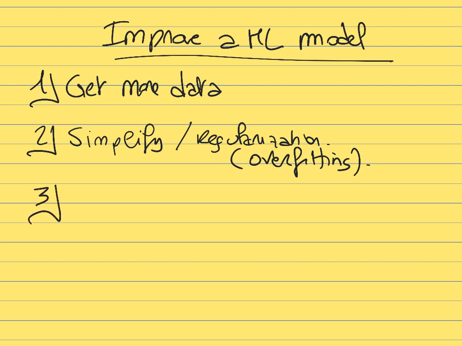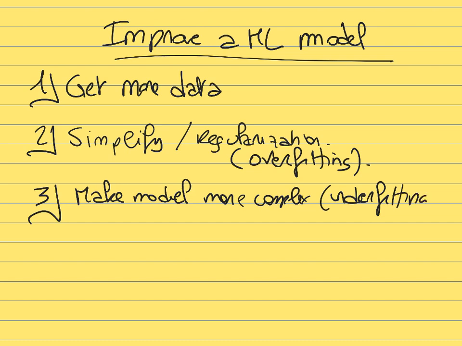Then the next case is the opposite. If your model is actually too simple, then the solution is also pretty simple. You will want to make the model more complex. So that's the other way around. Now you will need to add new features, increase the polynomial degree, increase the number of neurons, etc. This is what you need to do if you have a case of underfitting. If the model is just too simple, too biased, you need to make the model more complex.